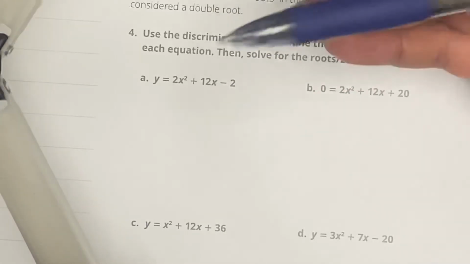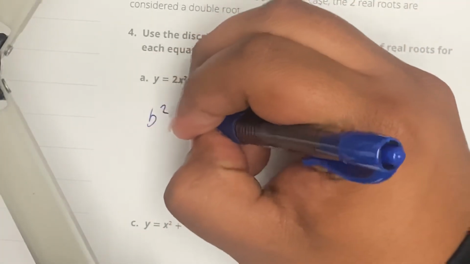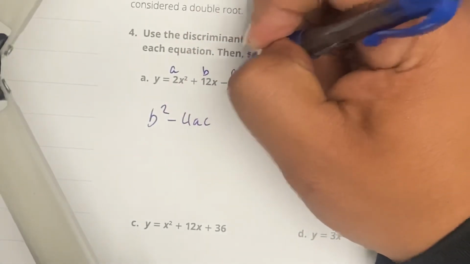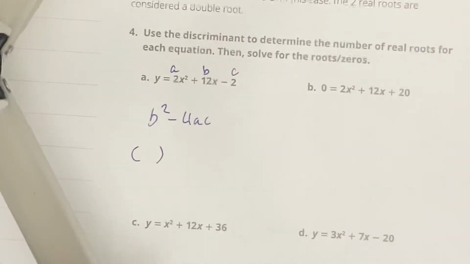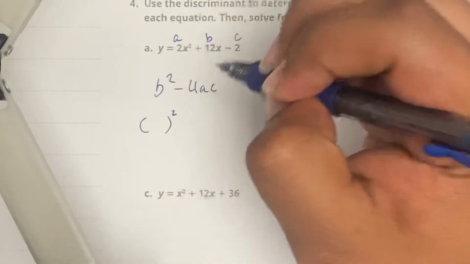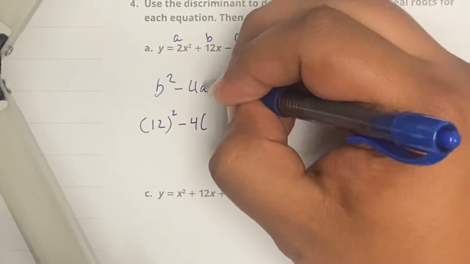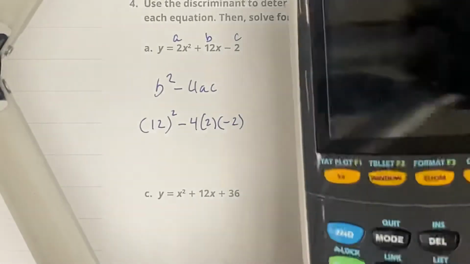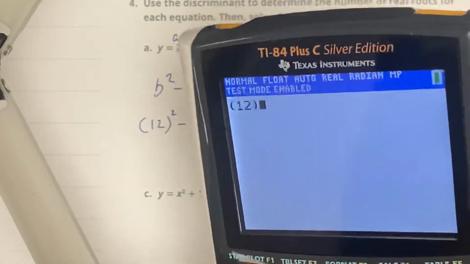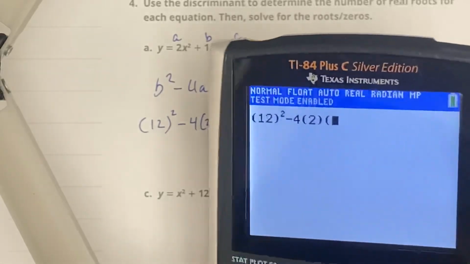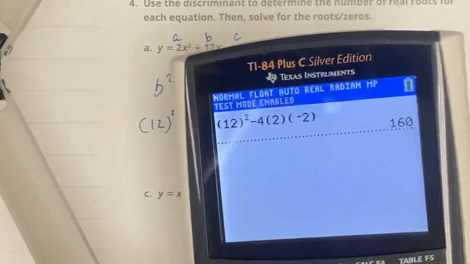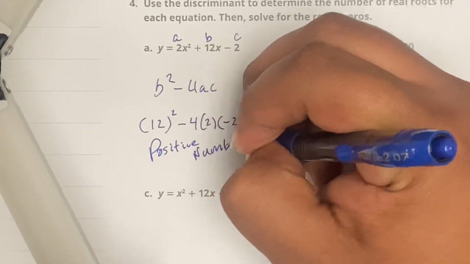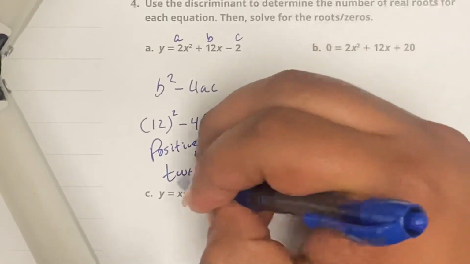For specifics on what you're looking for, if I use b squared minus 4ac, that's what's going to tell me how many roots, and then you would solve. The number that goes inside my B is 12. Minus 4. The number that's inside my A is 2. And my C is a negative 2. I'm going to grab my calculator just to make my life easy. 12 to the power of 2 minus 4 times 2 times negative 2. My answer is 160. We just got a positive number, which means we have 2 roots, 2 answers.